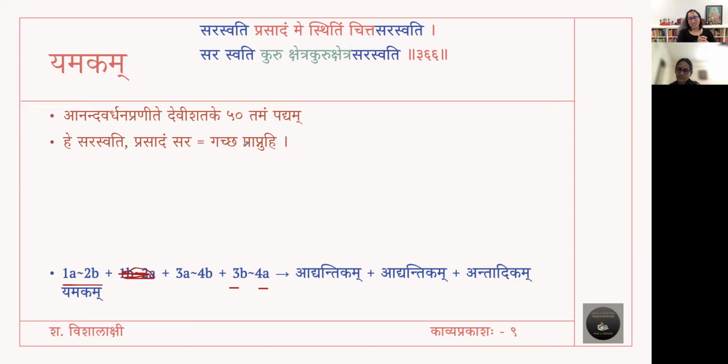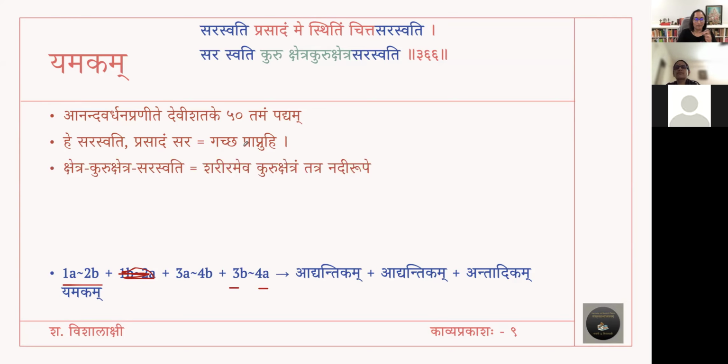This is the 50th shloka of Anandavardhana's Devi Shatakam. The first one, he starts with, Hey Saraswati, me prasadam sara. You have to be in a very conducive manner towards me, or me sthitim kuru, that can also work there. The rest are all only adjectives to Saraswati here. Prasadam sara means gaccha, prapnuhi. So show me your grace, give me your blessings. Hey Saraswati, prasadam sara.